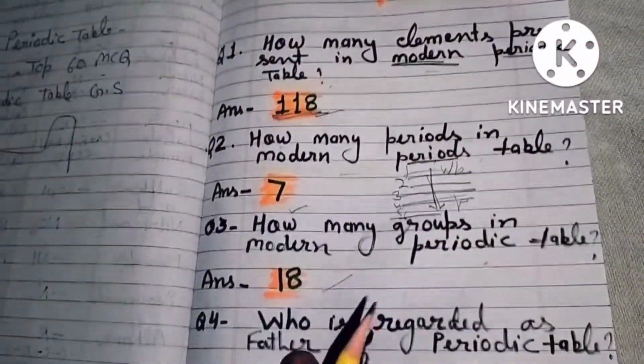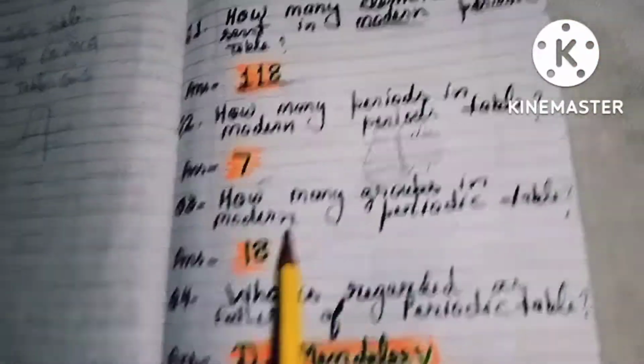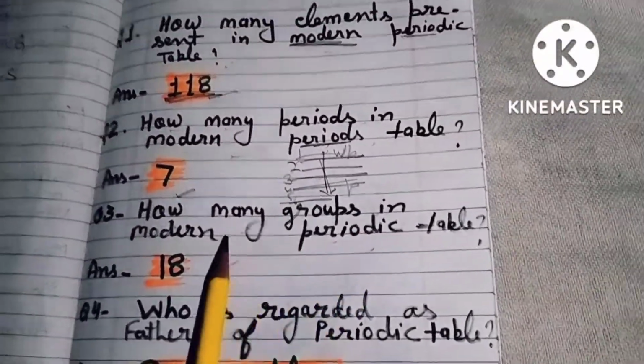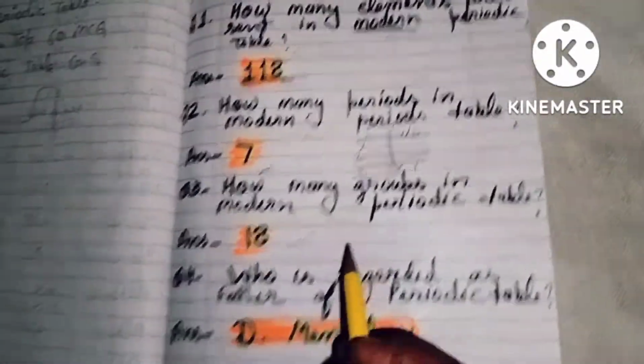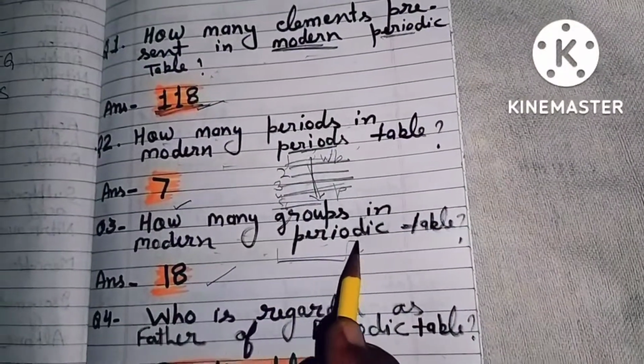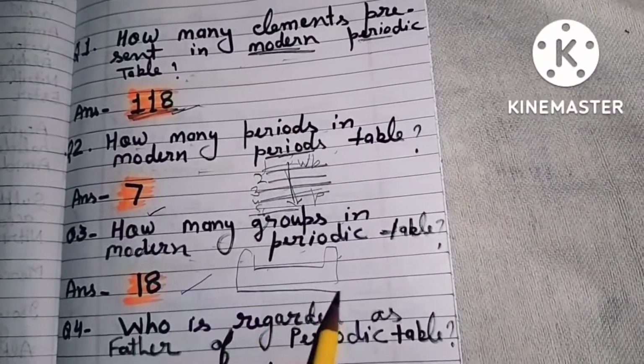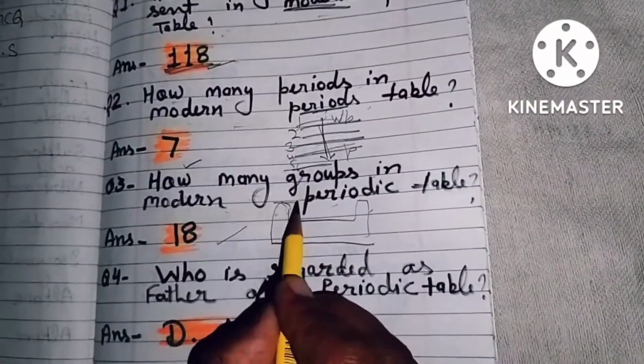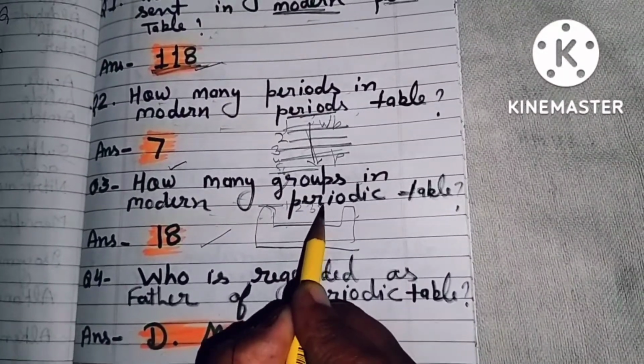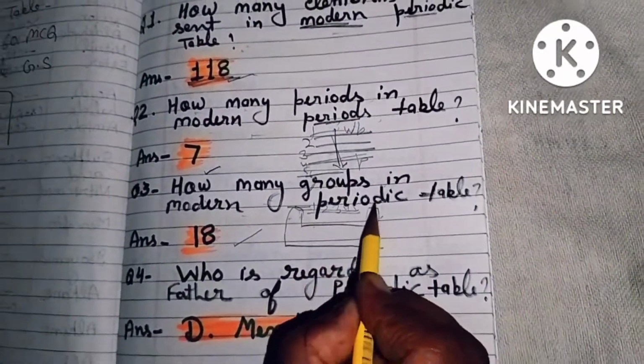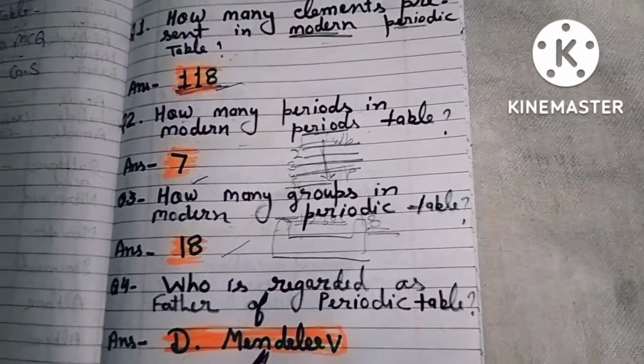Next, how many groups are in the modern periodic table? We see in the periodic table there are 18 groups: 1, 2, 3, 4, 5. This is the 18 groups of the periodic table.